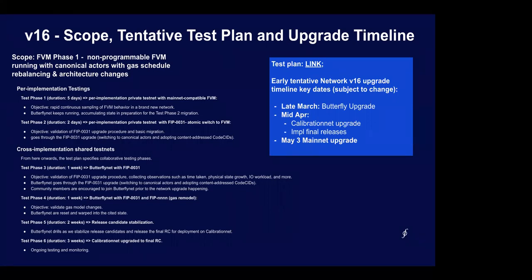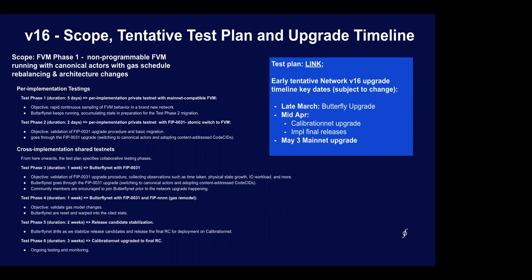We divided it into 2 phases. The first one will be per-implementation testing, which is basically what Steven is describing. Every implementation integrates FVM and Rust actors and makes sure it can sync well in the calibration net and the mainnet, with shadowing testing, before we move on to the coordinated test nets, which will be using Butterfly Net and Calibration Net as always.